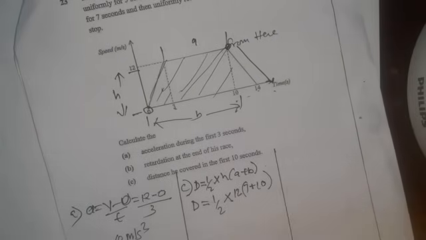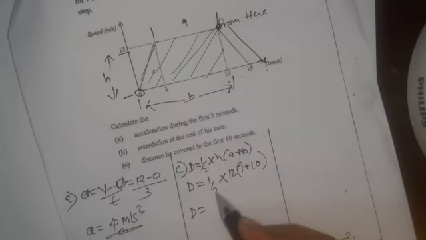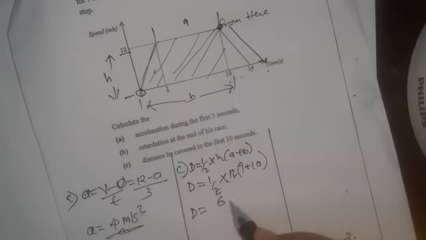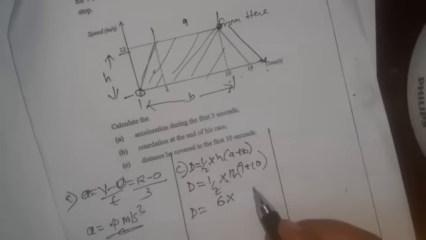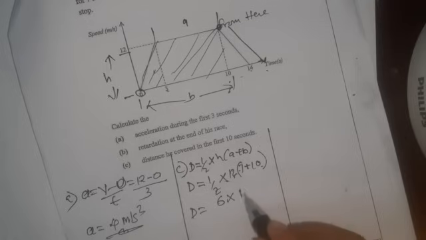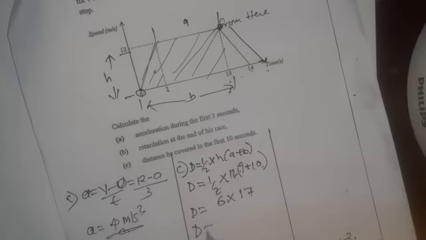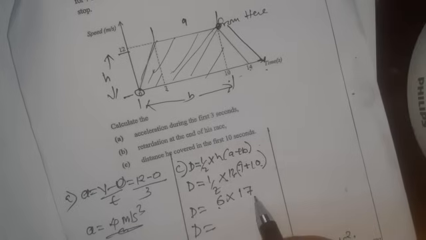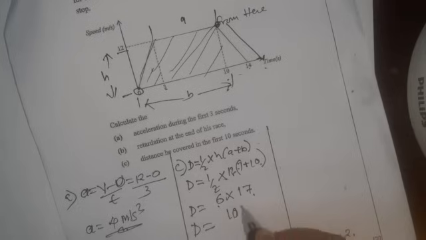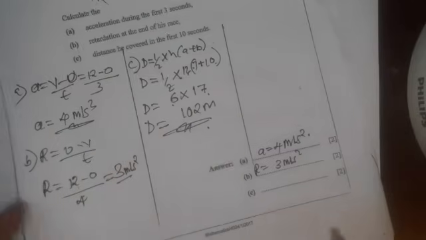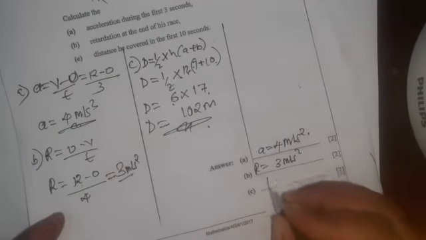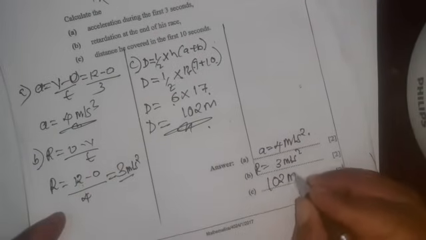Okay? So now, we are going to say, what is half of 12? 6. By here, what do you get? You get 17. Okay, so D is equal to 6 by 17. You get 102 meters. This is our answer. You come and write here and say 102 meters. And that's where this paper ends.